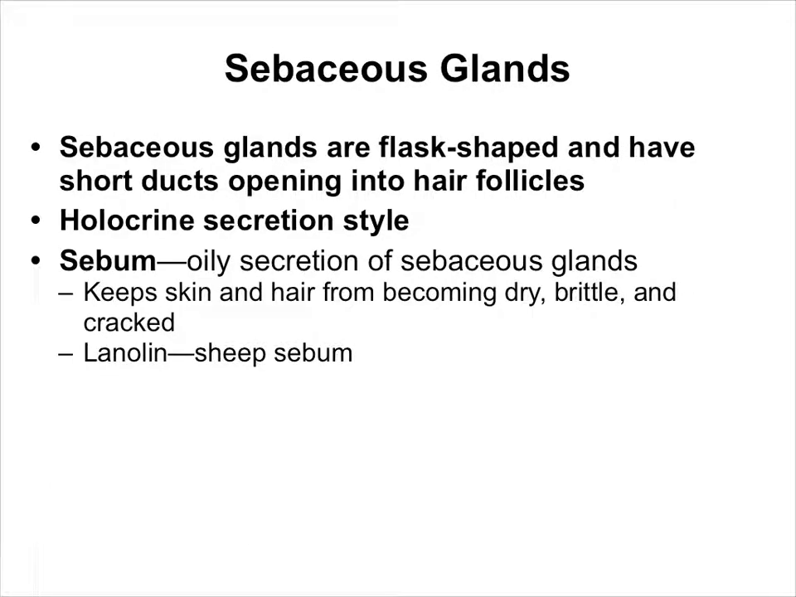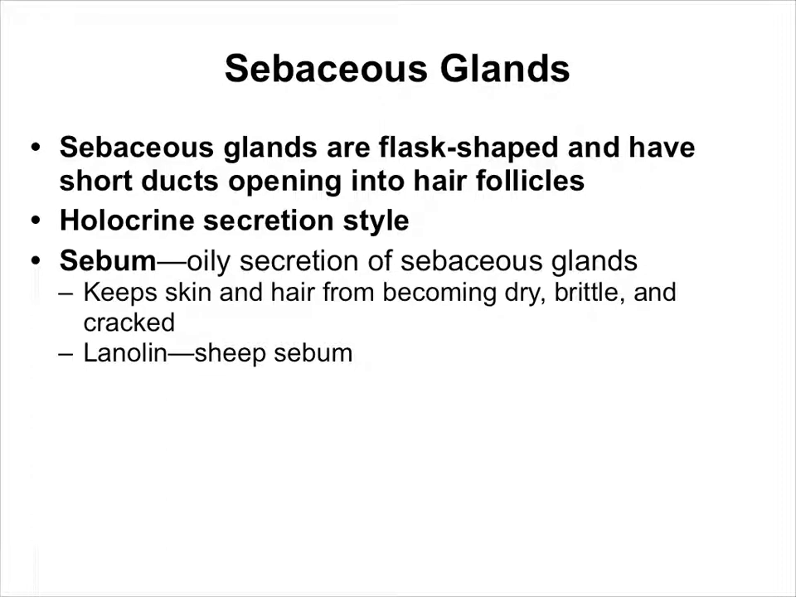So those were our first two types of glands, both sweat glands. Next we have sebaceous glands. Sebaceous glands are oil glands. These are short flask-shaped glands, and they join into a hair follicle. So they secrete their sebum, which is an oily substance, into the hair follicle, and from there it gets onto the surface of the skin.